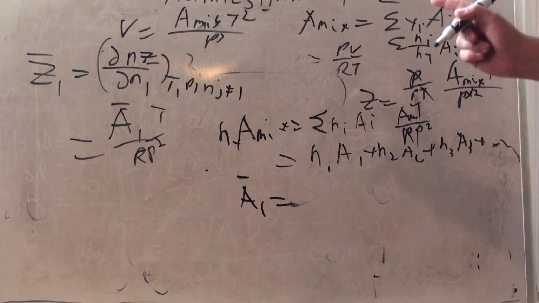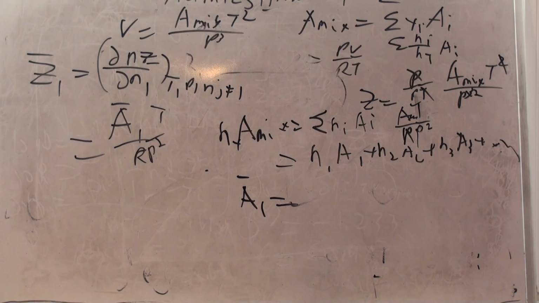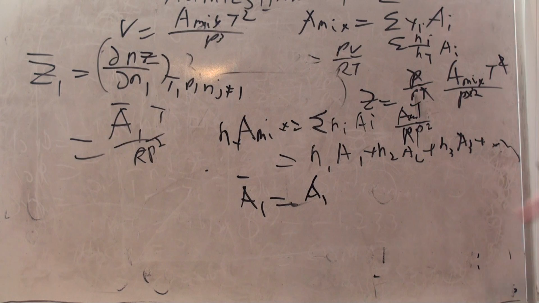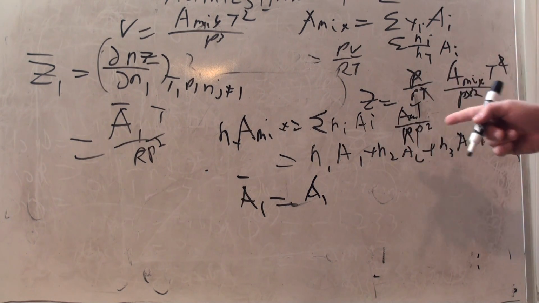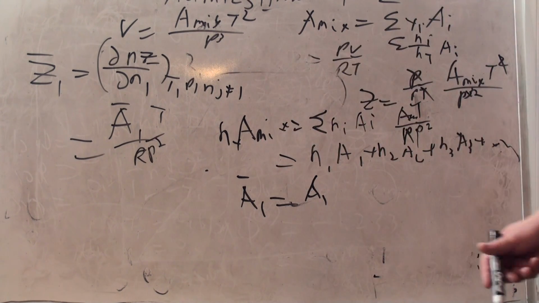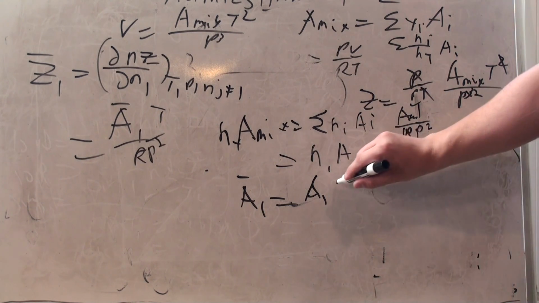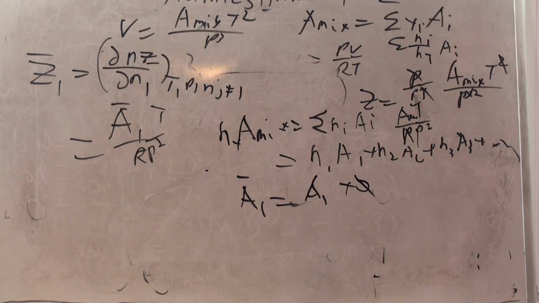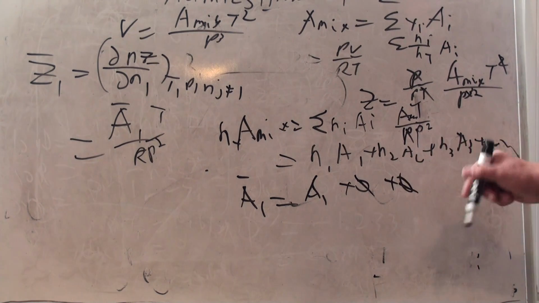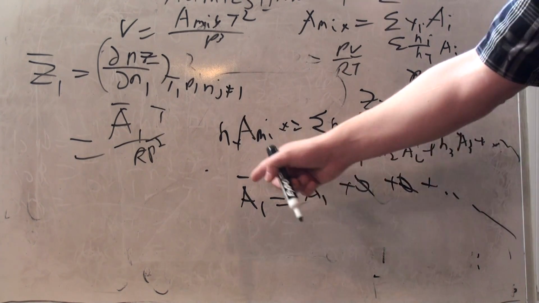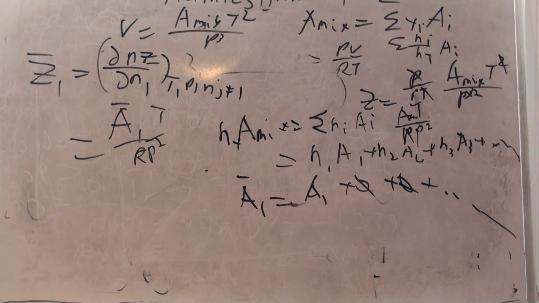And what's the derivative of this with respect to n1? Yeah, it's A1. What's the derivative with respect to n1 of the n2 term? Well, is n2 constant? Yeah, it's constant. So that's 0. What about with respect to n3? That's also 0. And what do you think would be for n4? So partial molar A1 is just A1 in this case.